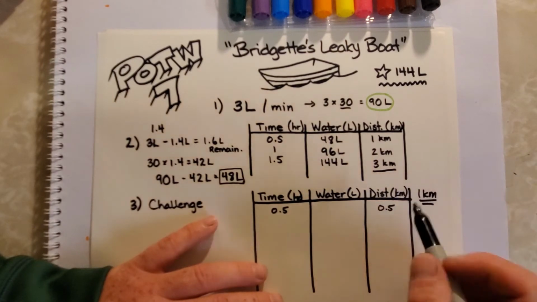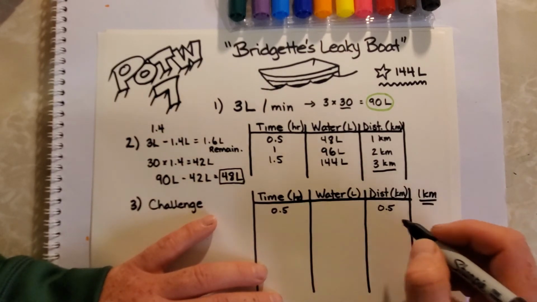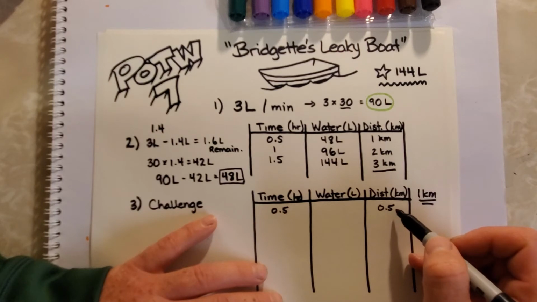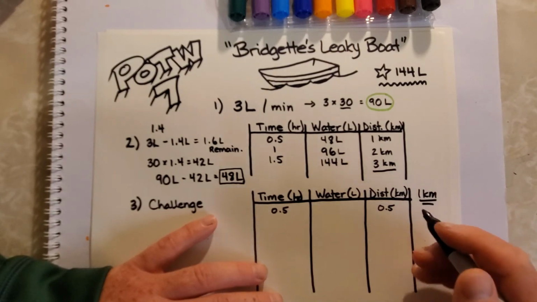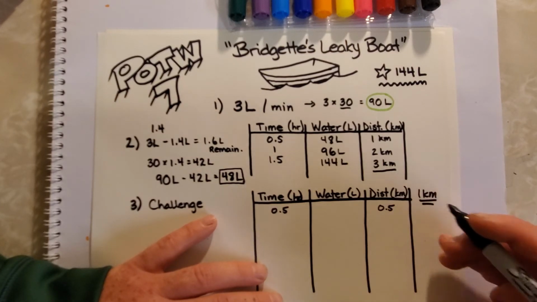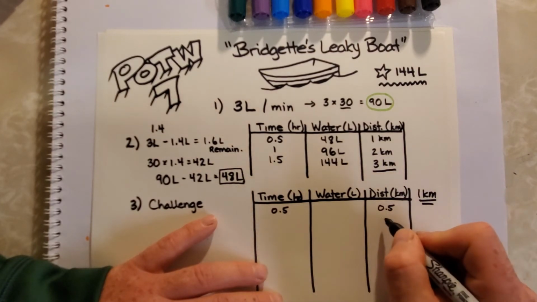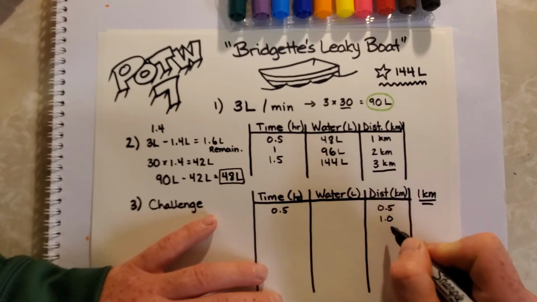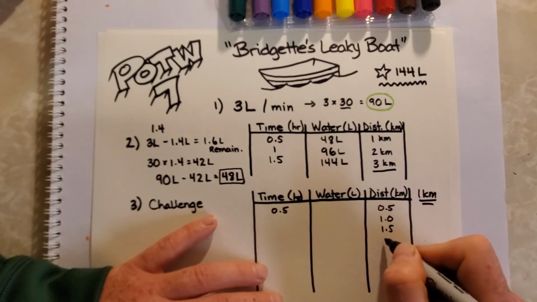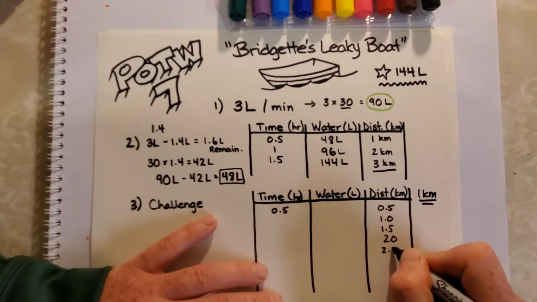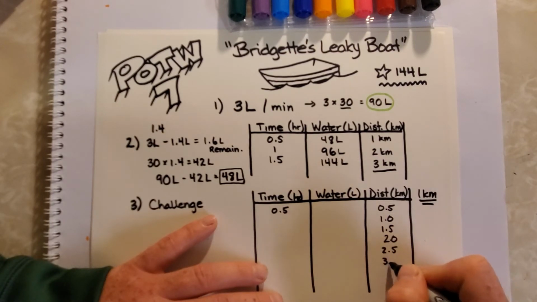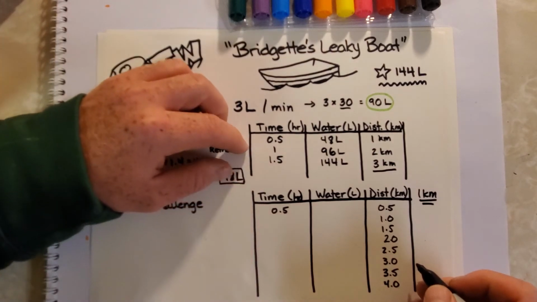So just kind of bear with me as I jot things down here. Because I'm moving in half a kilometer increments, I'm going to keep my table moving up in half increments of half. Okay, so my next one would be 1, and then 1.5, and then 2, and then 2.5, and then 3, 3.5, and then 4. So 4 is our final distance.